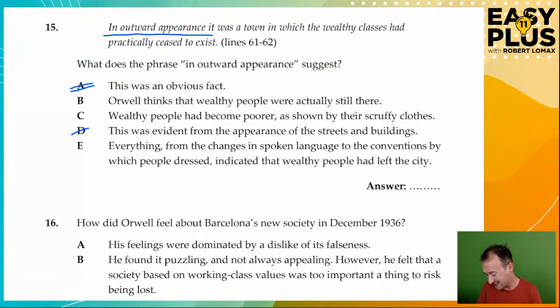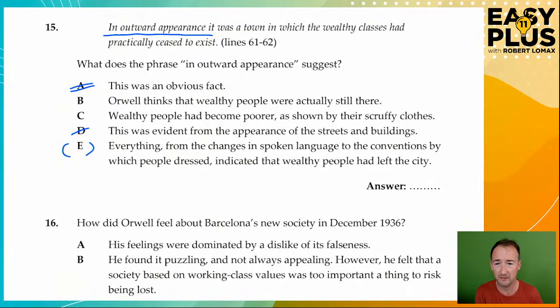But does the phrase in outward appearance specifically support this idea that everything from this to this to this to this supported it? Well, if that's your view, why do you say in outward appearance? Not sure it's a great match. I'll put a kind of bracketed squiggle out. I don't know, something like that. Let's focus on B and C. We can always come back to E if they don't work.